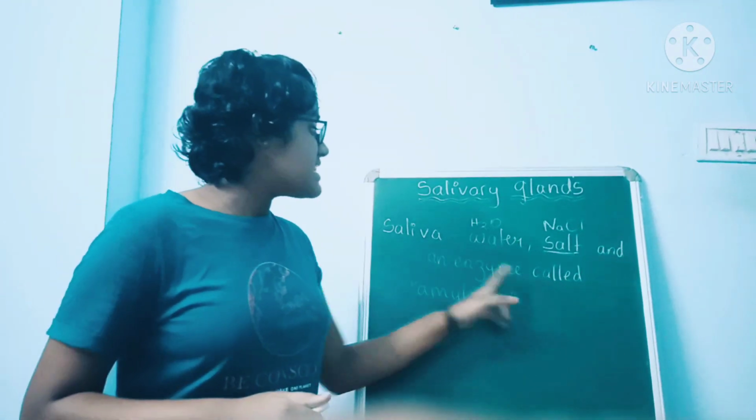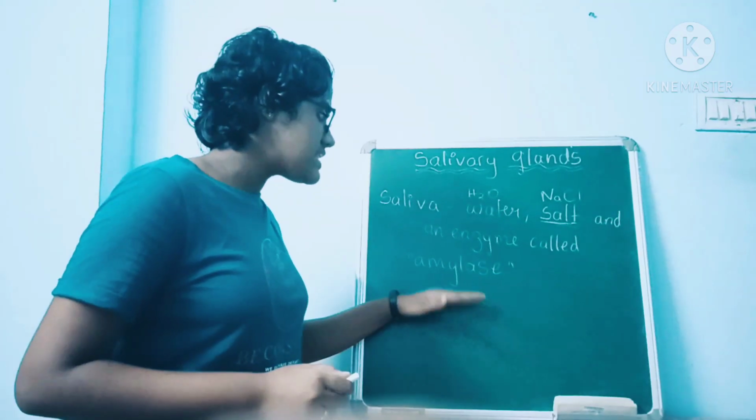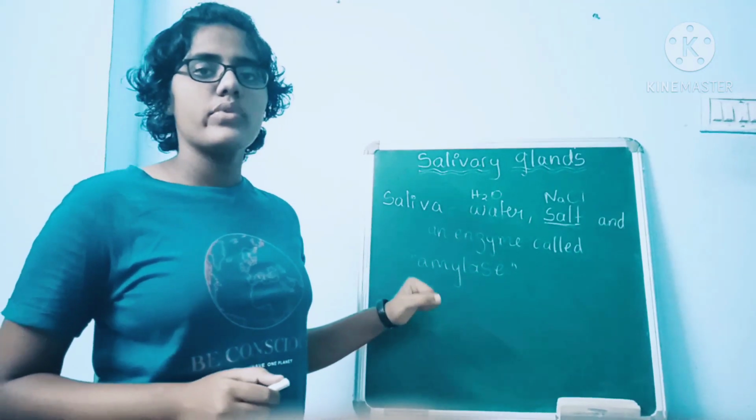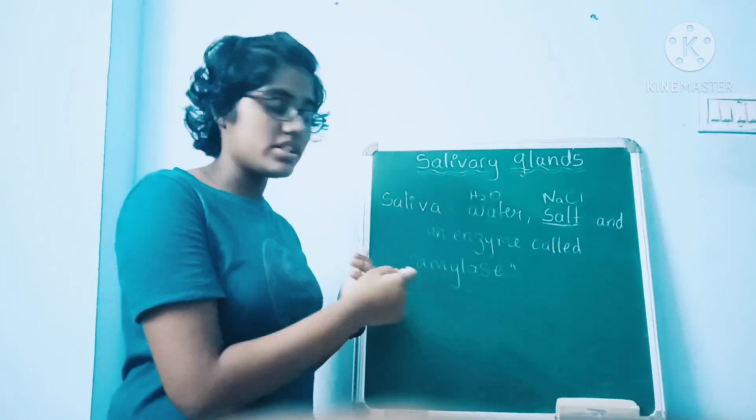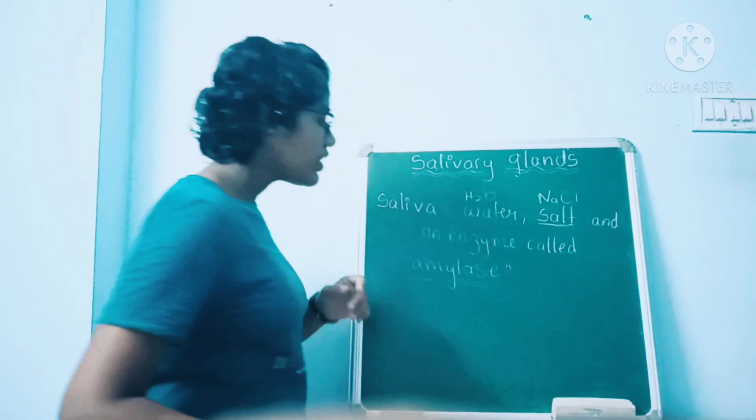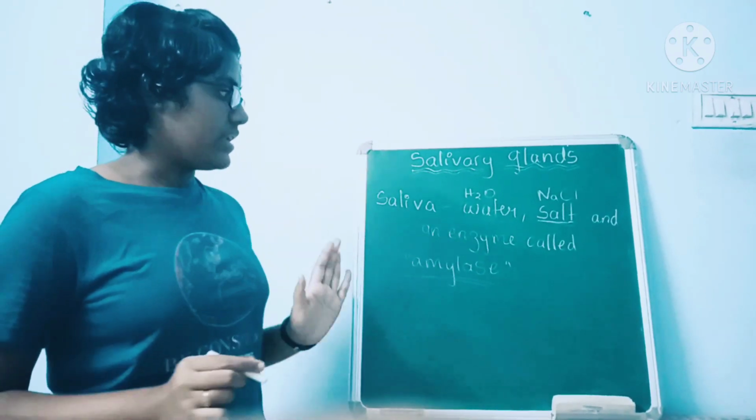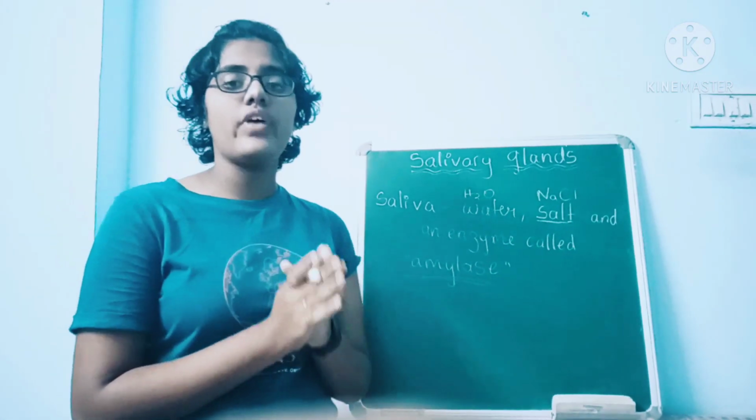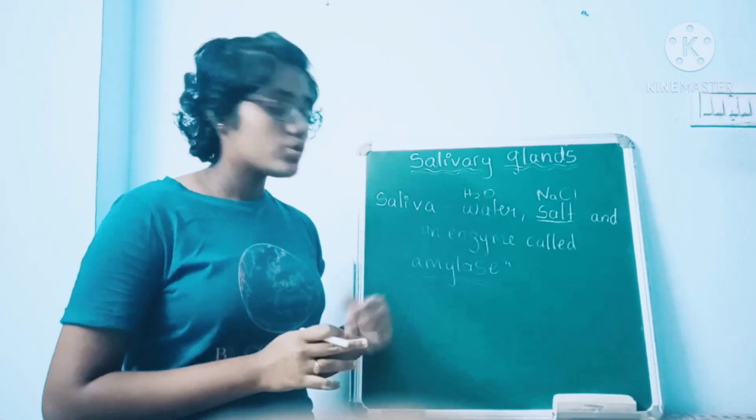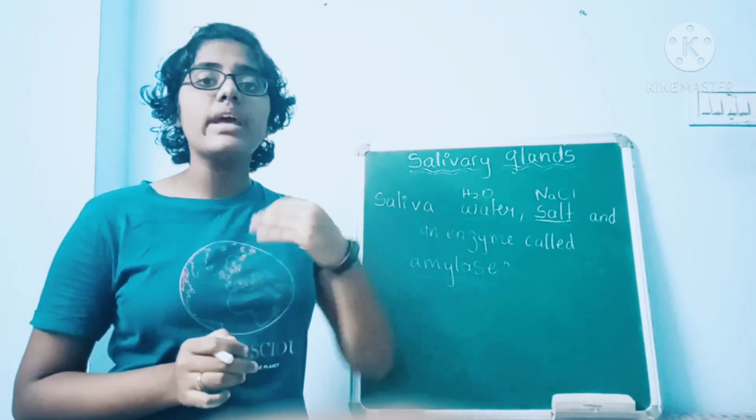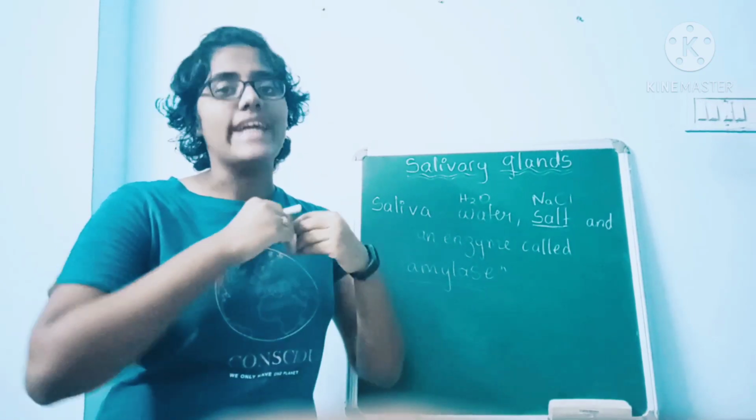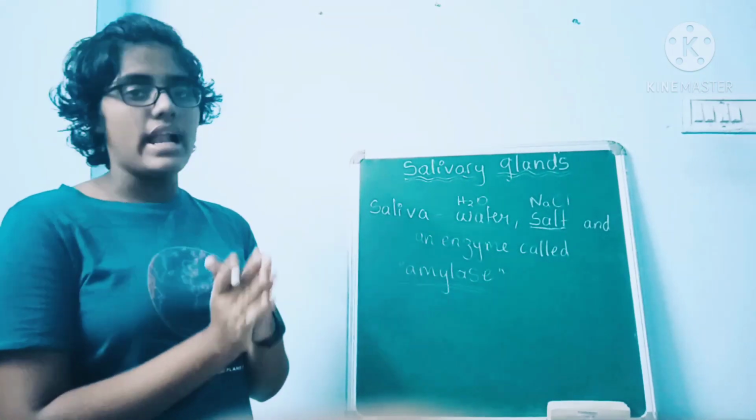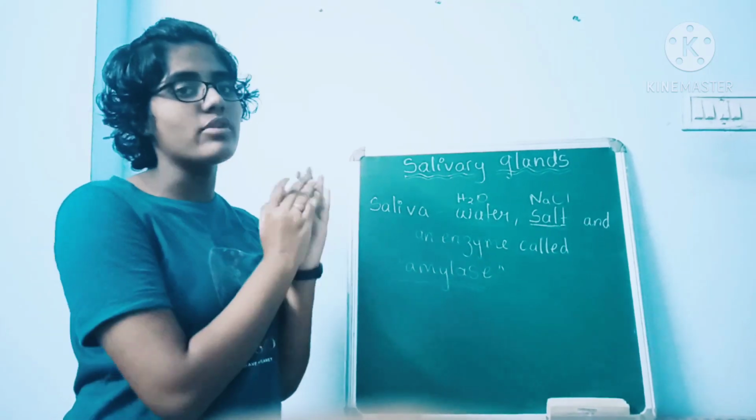And an enzyme called amylase. This is the main part which helps in digestion. This is the main one in the saliva which is useful for our digestion. So this amylase should be mixed with the food for it to get digested. Now I am going to explain how it helps in the function of saliva.